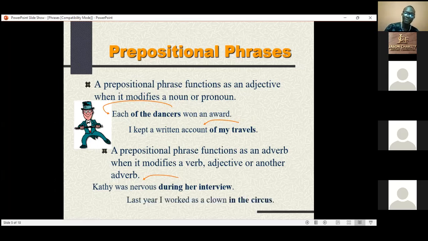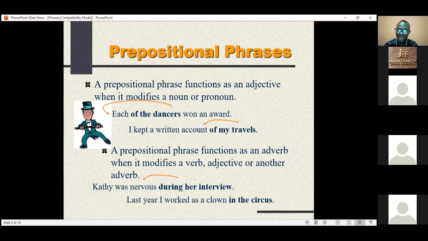Let's consider another example. Last year, I worked as a clown in the circus. Now, please pay attention. Last year, I worked as a clown in the circus. In this case, this prepositional phrase, which is also an adverbial phrase, is telling us more about the working. Where did I work last year? In the what? Circus. So it's telling us more about the verb. This is modifying the verb in the sentence, the verb "worked." Is that okay?